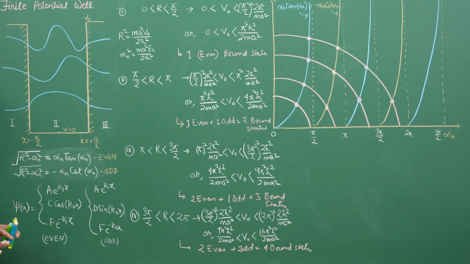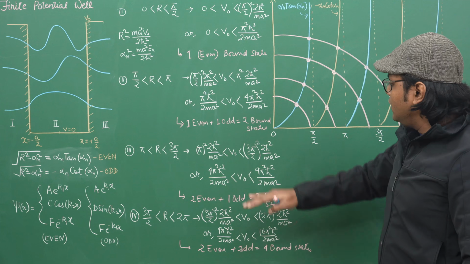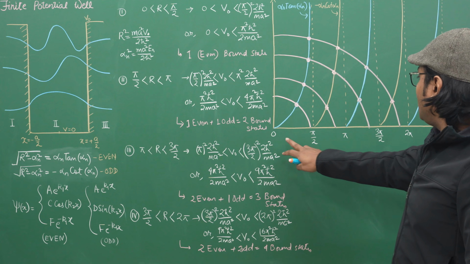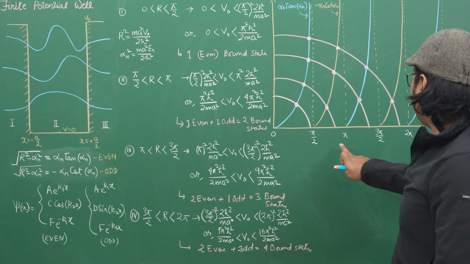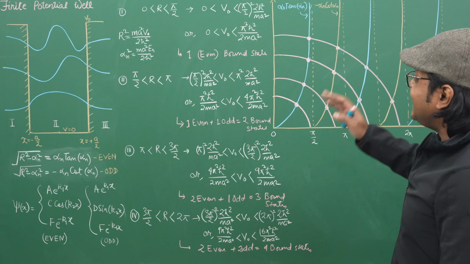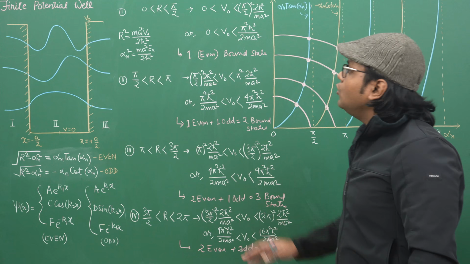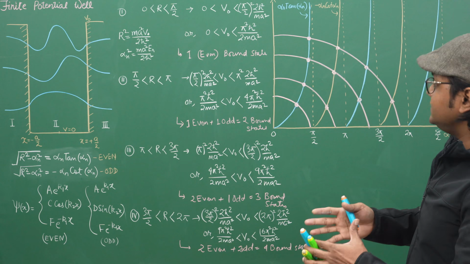Now I think you will probably understand why I have written this particular table comparing the radius to have ranges between 0 to pi by 2, pi by 2 to pi, pi to 3 pi by 2, 3 pi by 2 to 2 pi and on, because that gives me a range of the potential of the well if the width is equal to a.